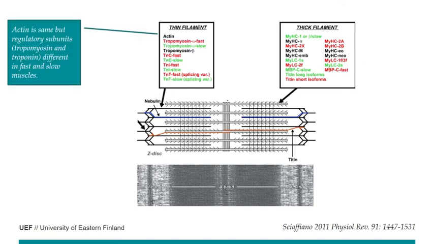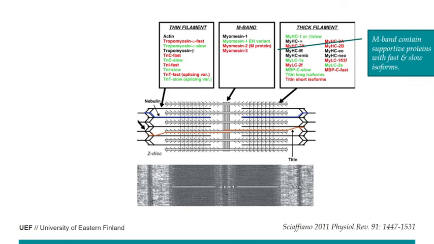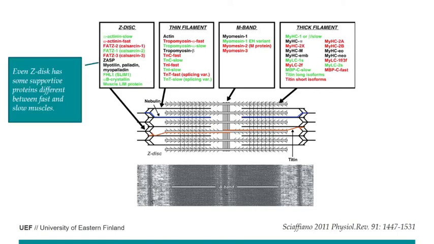But then also in the thin filament, there are differences. Well, the actin is the same, but tropomyosin and troponin are different in the fast and slow muscles, meaning that the calcium might be affecting them differently. Then in the M-band, there are some supportive proteins that are different in the fast and slow cells, and even in the Z-disc. So actually all the components of this contraction machine are different between the slow cells and the fast cells.